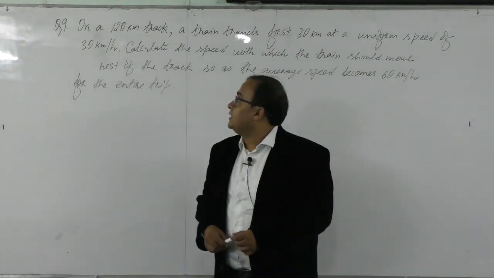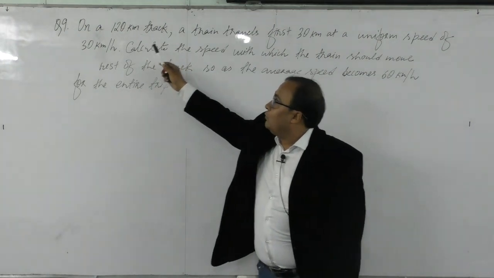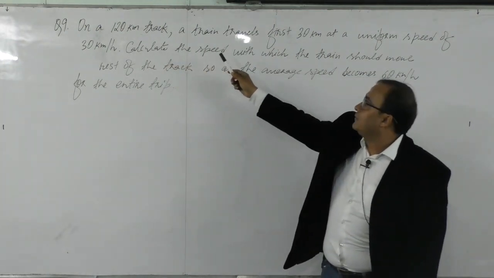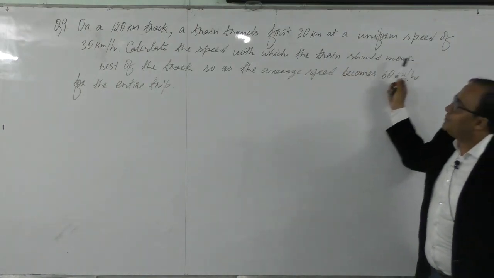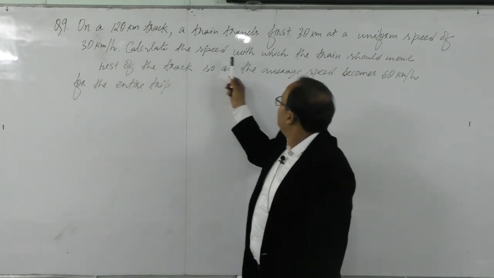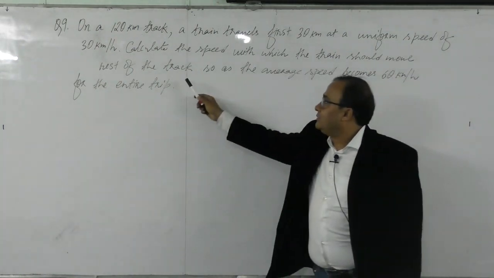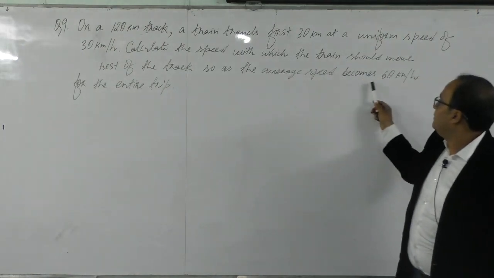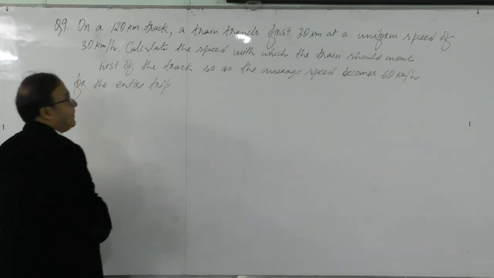Now we'll discuss question number 9. Look at this question. On a 120 kilometer track, a train travels first 30 kilometer at a uniform speed of 30 kilometer per hour. Calculate the speed with which the train should move rest of the track so as the average speed becomes 60 kilometer per hour for the entire trip.